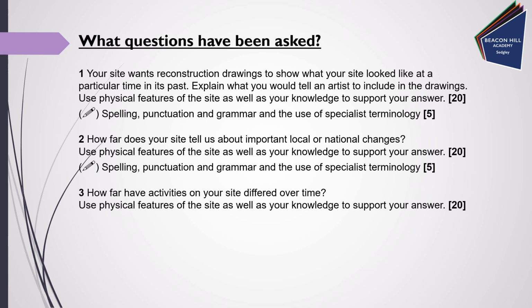Question 2, how far does your site tell us about important local or national changes? Use physical features of the site as in all of the others. So this can be during any time period. It doesn't have to be limited to one. And finally, how far have activities on your site differed over time? Quite a nice question, nice and broad. There's loads of differing activities throughout Dudley Castle's history, obviously ending up with the use of it as a zoo, which I know that all of us could speak about confidently.